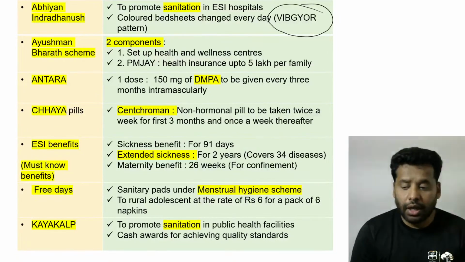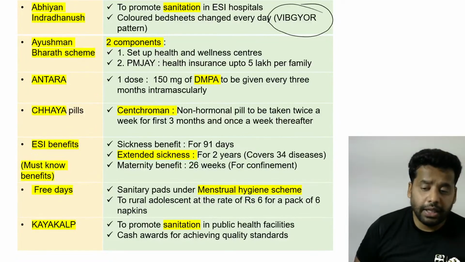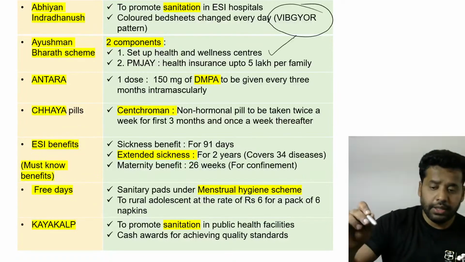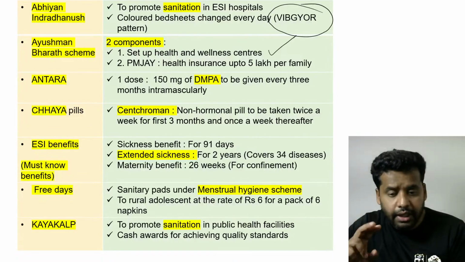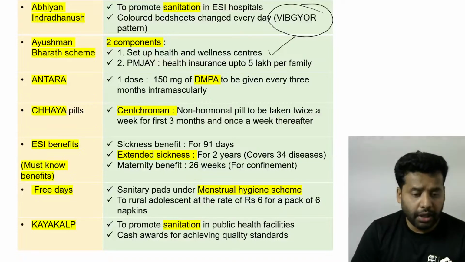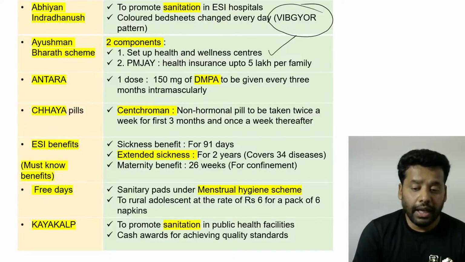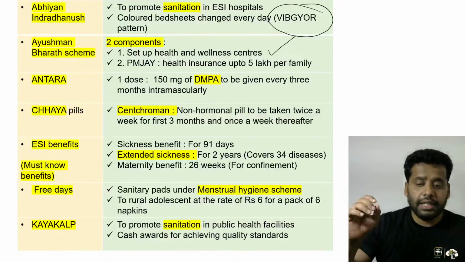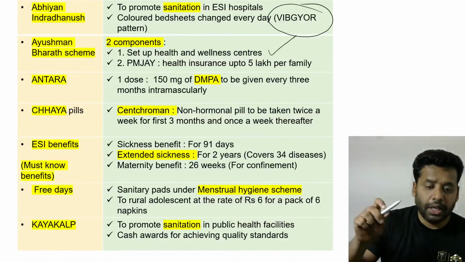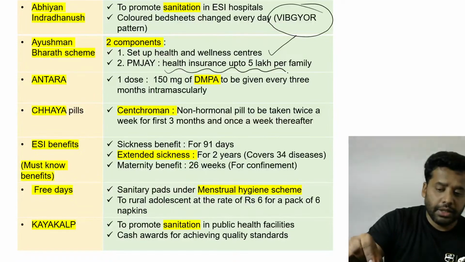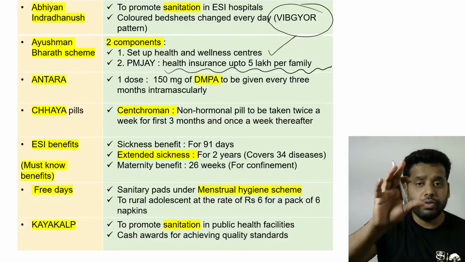Good. What is Ayushman Bharat scheme? 2 components. One is setting up of health and wellness centers. All the peripheral health centers have to be converted to health and wellness centers. Second is Pradhan Mantri Jan Arogya Yojana. Ayushman Bharat has a second component also, that is very, very important, where health insurance is given for selected members, families in our country, depending on their income levels. It is Pradhan Mantri Jan Arogya Yojana, health insurance up to 5 lakh per family per year. Every year they are insured for 5 lakh rupees.